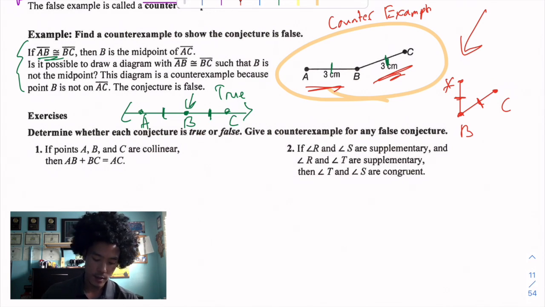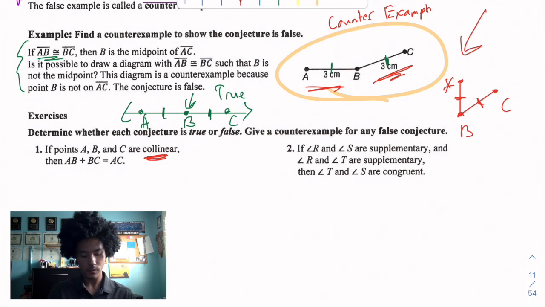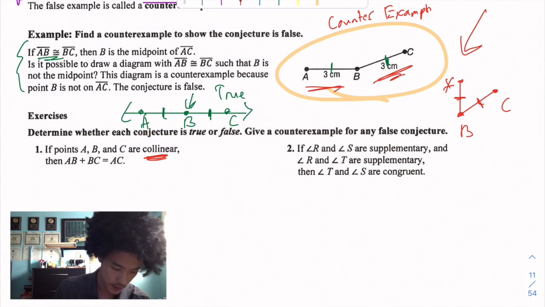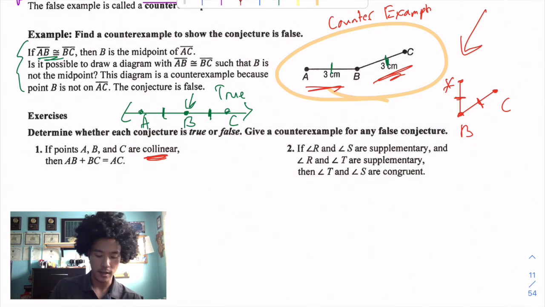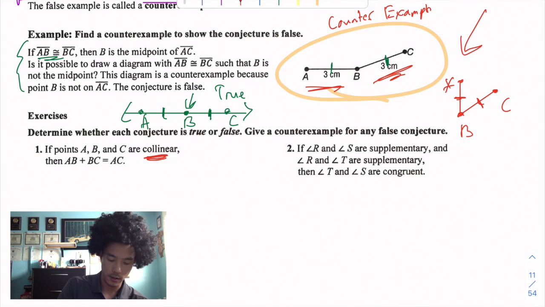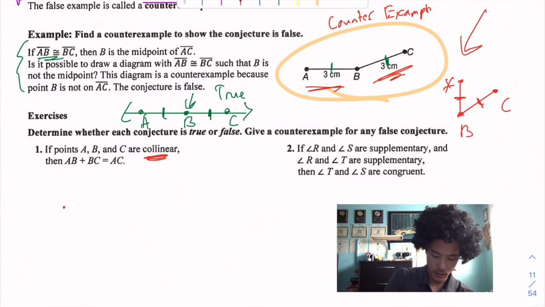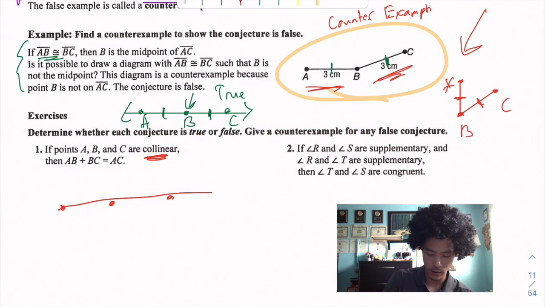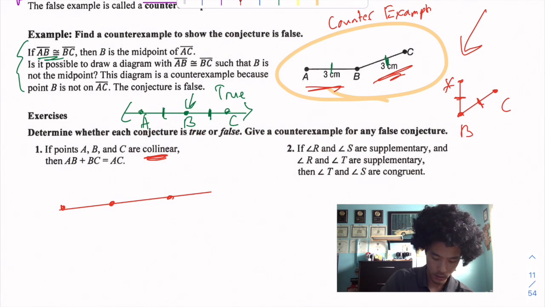If points A, B, and C are collinear, remember collinear means same line, then AB plus BC equals AC. Okay, let's do this here. ABC, they're collinear, they're on the same line. Actually, I'll make it here. Boom. Dang it.